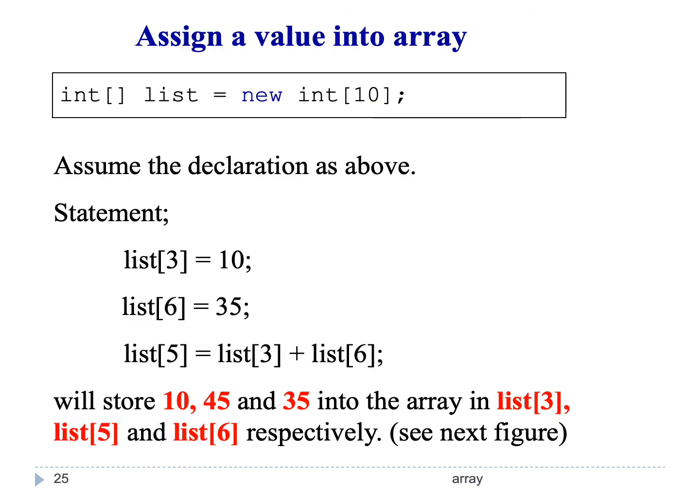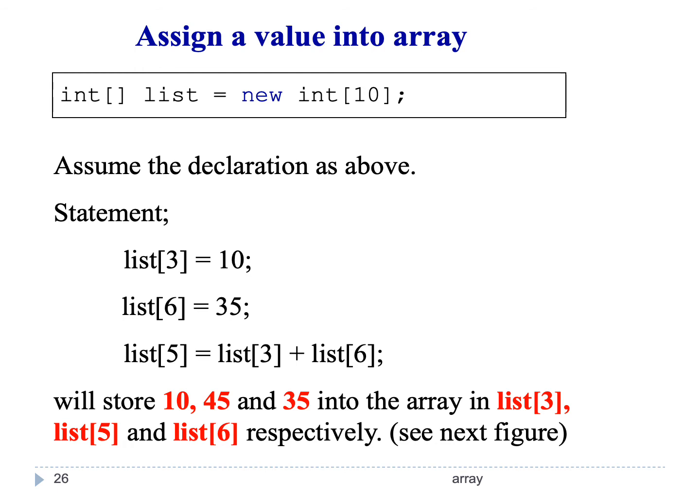Assigning values into array. See that we have int square bracket list equal to new int and the size is 10. We can assign the value, for example, at index 3. So we can have list square bracket 3 equal to 10. So the component at index 3 would have the value 10. Similarly, we can have at other index, for example, list square bracket 6 equal to 35. We can do any calculation by referring to the values from other components. That is totally fine as well. For example, we can have list at index 5 equal to list at index 3 plus list at index 6.